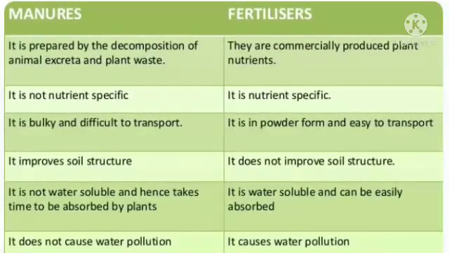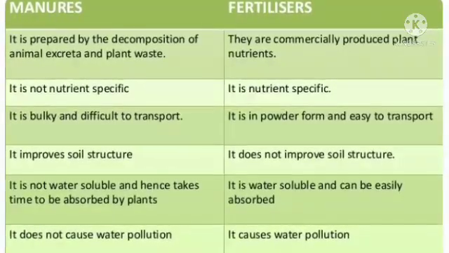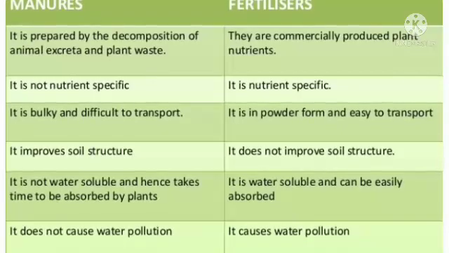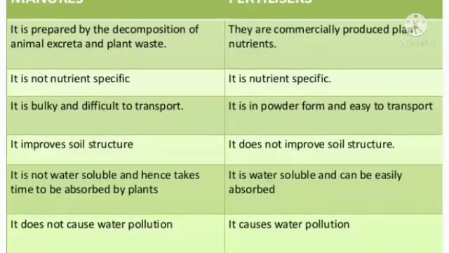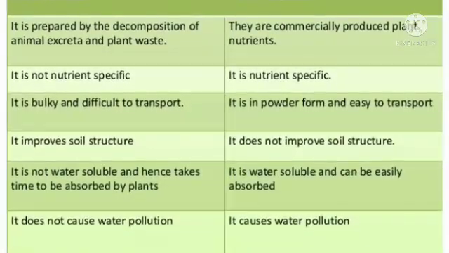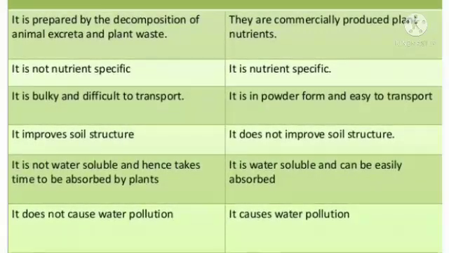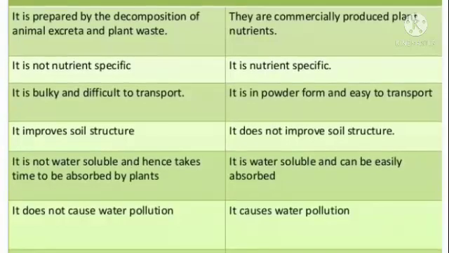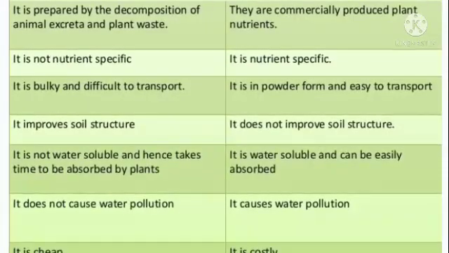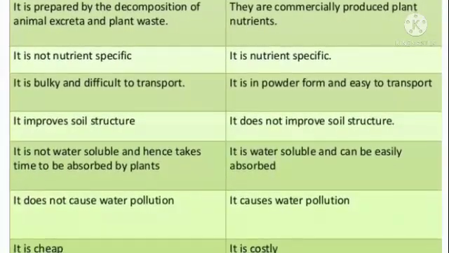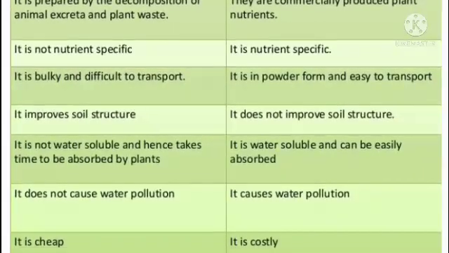Difference between manures and fertilizers. Manure is prepared by the decomposition of animal excreta and plant waste. Fertilizers are commercially produced plant nutrients. Manure is not nutrient specific. Fertilizers are nutrient specific. Manure is bulky and difficult to transport. Fertilizers are in powder form and easy to transport. Manure improves soil structure. Fertilizers do not improve soil structure.